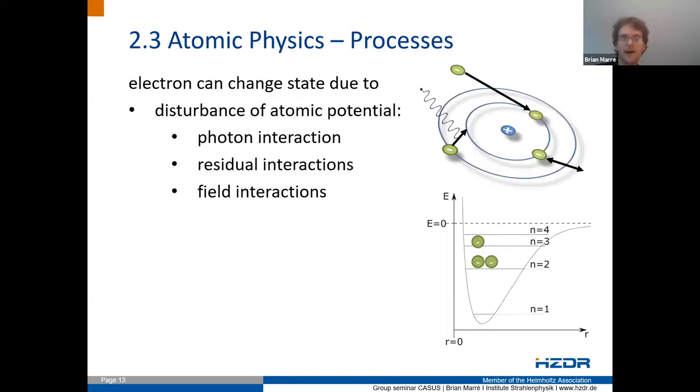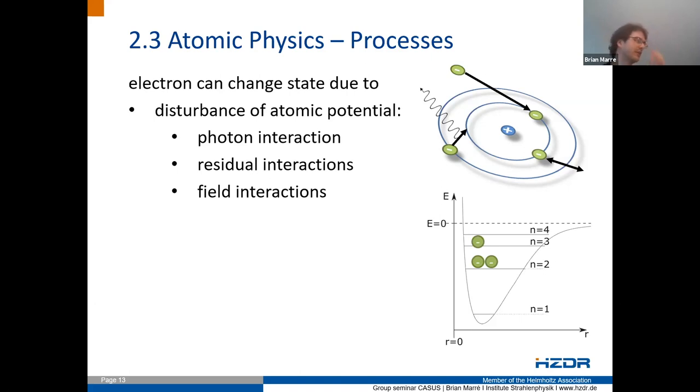Okay, of course, those bound electrons aren't going to be stable in their states forever. In actual fact, they can change their state, and that's in principle due to some sort of disturbance of the atomic potential of your atomic core. This simply leads to the fact that your originally stable electron states are no longer stable, and an electron can switch states. This can be due to photon interactions, if you have simply some sort of radiation impinging on your atom.